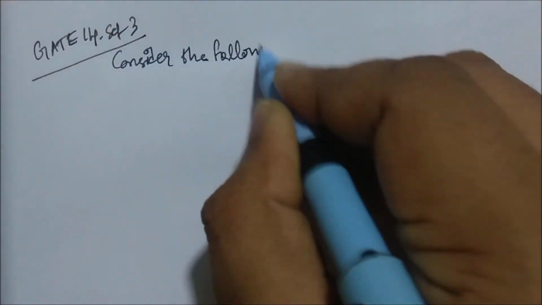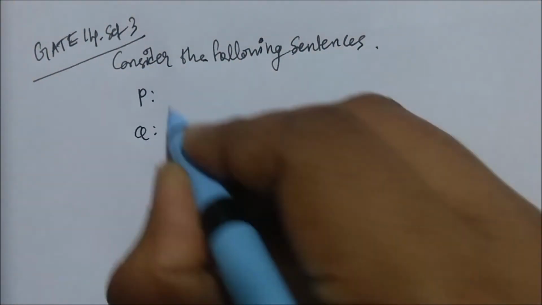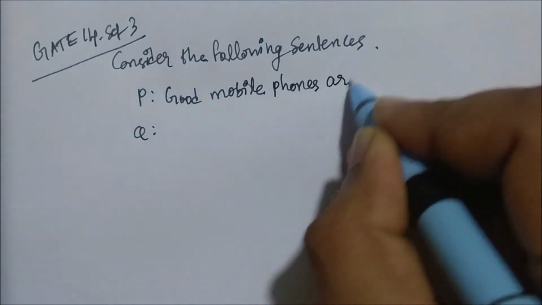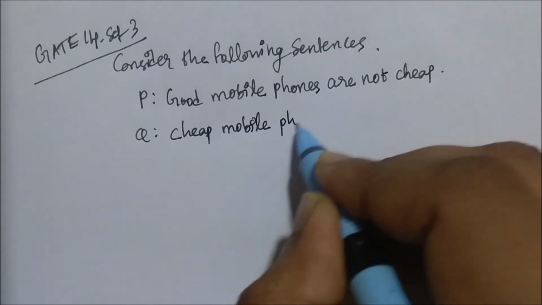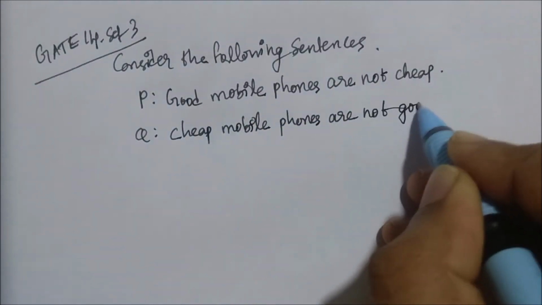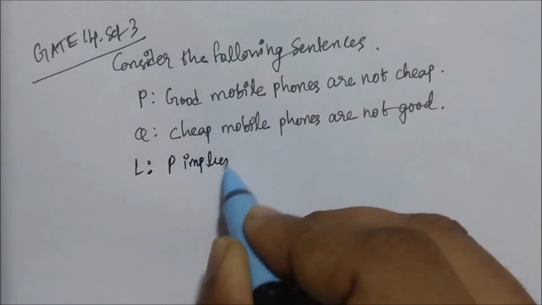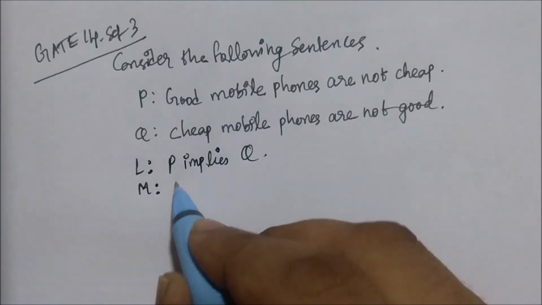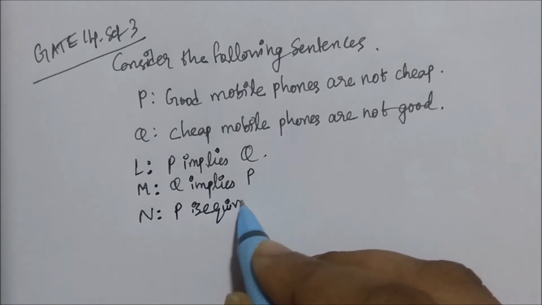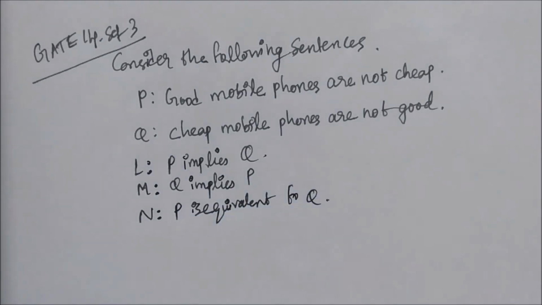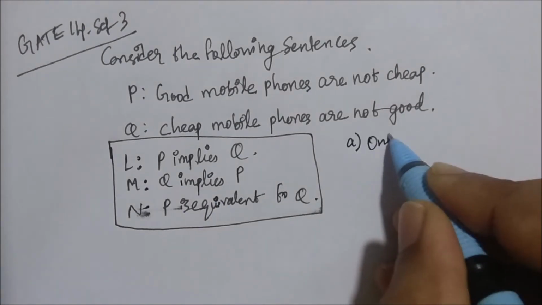Next question. This question came in GATE 2014 in set 3. Consider the following sentences. The sentence P represents the sentence "good mobile phones are not cheap". Q represents the sentence "cheap mobile phones are not good". And L is the statement P implies Q. M represents Q implies P. N represents P is equivalent to Q. Now the four options are there and we have to choose one among them.